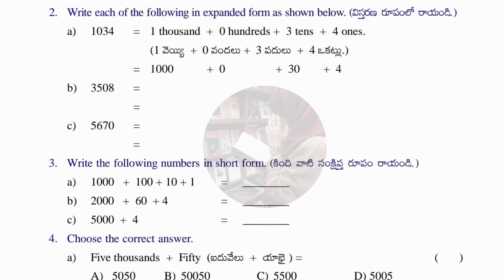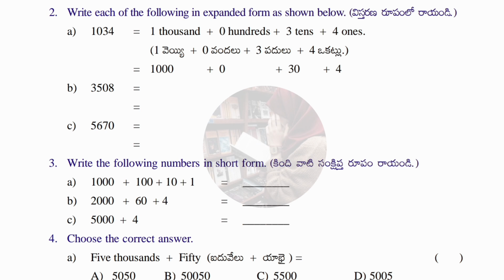Okay guys, now we'll move to the second Roman, which is write each of the following in expanded form as shown below. Okay, so one example is given. Let's see. 1034 can be expanded as 1000 plus 0 hundreds plus 3 tens plus 4 ones. Means if you add all these, 1000 plus 0 plus 30 plus 4, it will give the answer as 1034. So in the same way we have to write it down for the given two numbers.